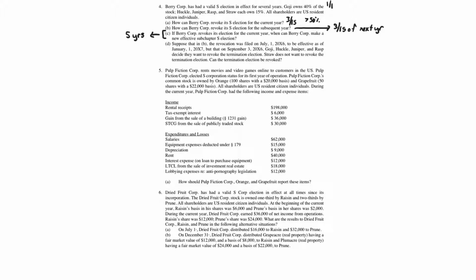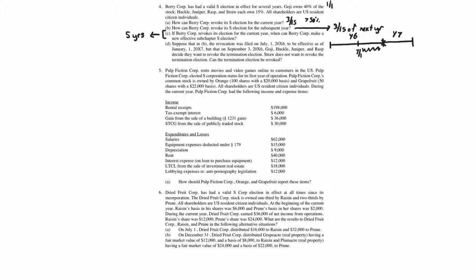So this is what's going on, right? We're in the current year. Actually, it's year 6, right? We're told it's 20x6, so we'll call this year 6, and we'll call this year 7. The election is made on July 1st of year 6 to take effect in year 7. So we've got this period in between where a revocation of a termination can occur.